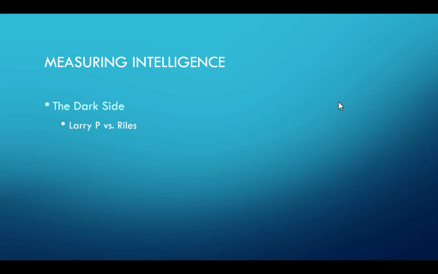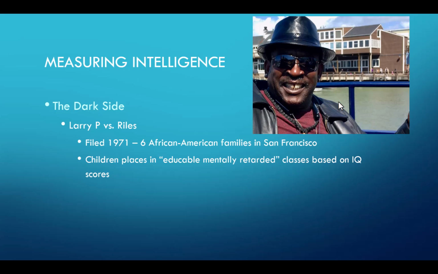So the case is Larry P. versus Riles. It was filed in 1971 by 6 African American families in San Francisco. And again, because their children, based on IQ scores, could be placed in this EMR class. So the court rejected the genetic and socioeconomic arguments, but found that the IQ test did present a cultural bias. The court also found that the defendants intentionally discriminated against the African American families, and the IQ test violated Title VI, the Education for All Handicap Act, and the Equal Protection Clauses of both federal and the state constitutions.